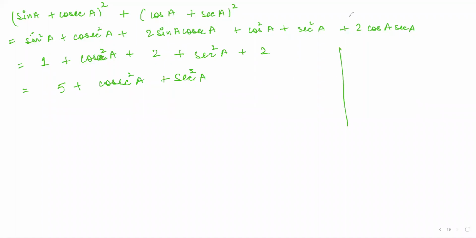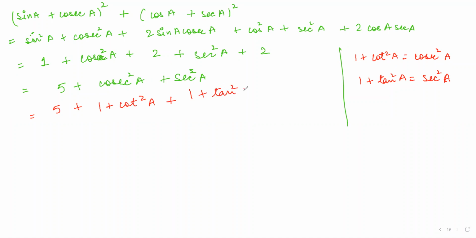So I think I have a relationship between cosec and sec. 1 plus cot square A is actually cosec square A, right? And then 1 plus tan square A is your sec square A. Am I right? Yes. I can replace it. Cosec square A, I can write 1 plus cot square A, and sec square A, I can write 1 plus tan square A. And this gives me 7 plus tan square A plus cot square A.